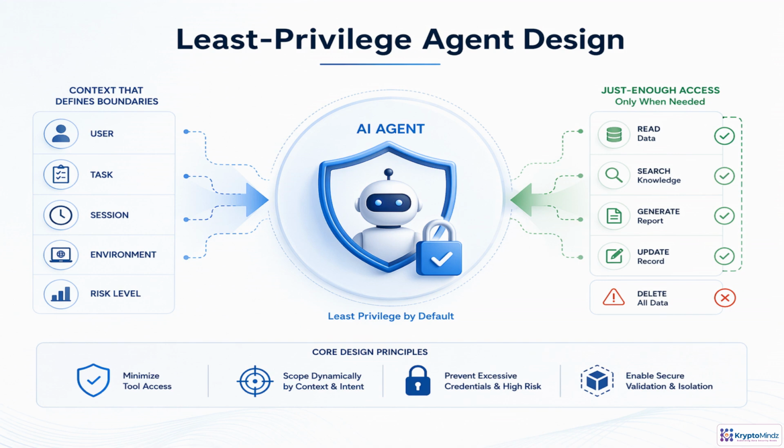Agent security starts with a simple rule. Give the agent only the access required for this user, task, session, environment, and risk level. In this module, we'll turn least privilege into a practical design pattern for safer autonomy.